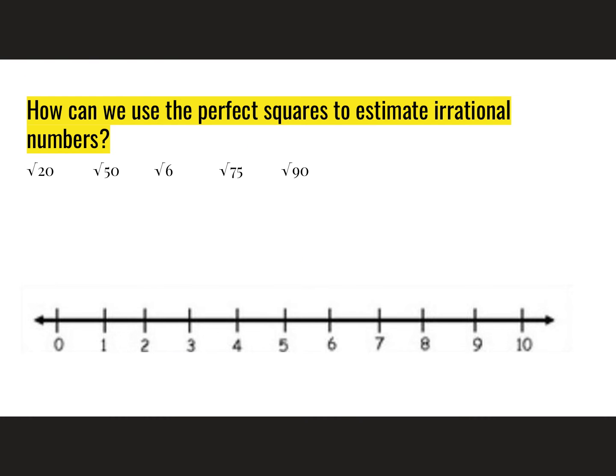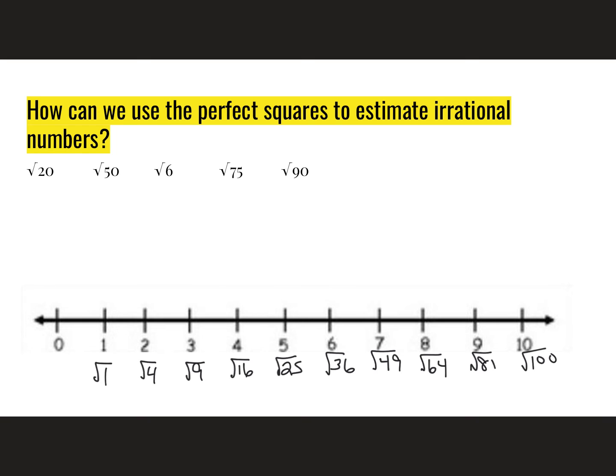Okay, so in order to use perfect squares to estimate irrational numbers, the first thing we need to do is look at our number line and figure out 1 is the square root of 1. 2 is the square root of 4. 3 is the square root of 9. 4 is the square root of 16. 5 is the square root of 25. 6 is the square root of 36. 7 is the square root of 49. 8 is the square root of 64. 9 is the square root of 81. And 10 is the square root of 100.